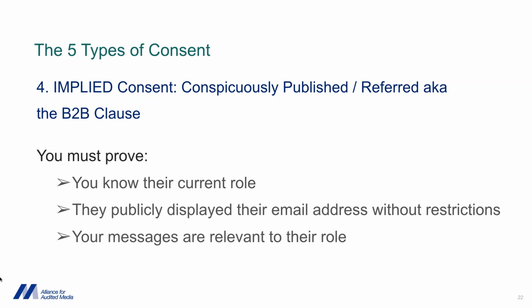And then they publicly display their email address without restrictions. And what's meant by without restrictions is you're going to start seeing people where they publicly display their email address on a website, for example. If they have a statement saying this does not give you permission to add me to your email list or anything like that, that's a restriction. So you have to be able to prove that they publicly displayed their email address without restrictions. So a second screen grab is required. In some cases, like your business card, I can just take a photograph, a JPEG, of your business card, where your role and your email address are publicly displayed without restrictions.